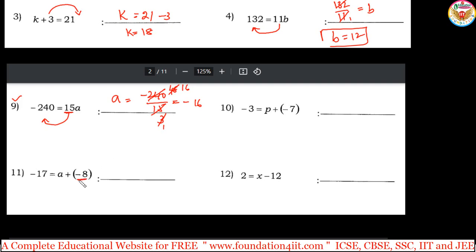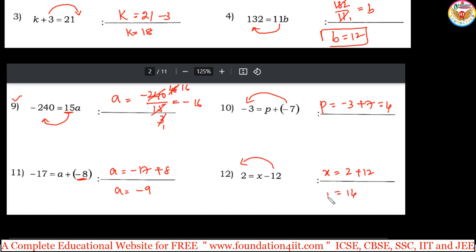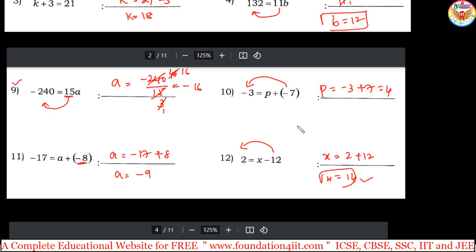Let us do the next one. Minus 8 is added to a. Then a is equal to, write minus 17 first, which is already there. Then minus 8 on the other side becomes plus 8. So minus 17 plus 8 is minus 9. Same way, minus 7 becomes plus 7, so p is equal to minus 3 plus 7, which is 4. x is equal to 2 plus 12, which is 14. So this is about single step calculations, single term.